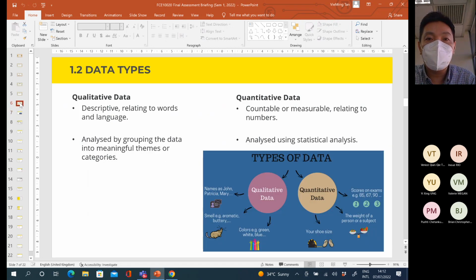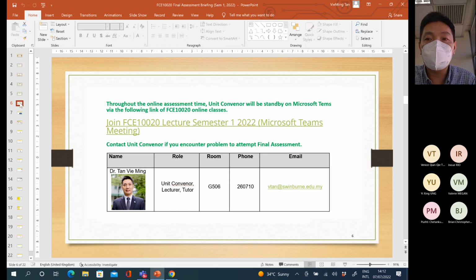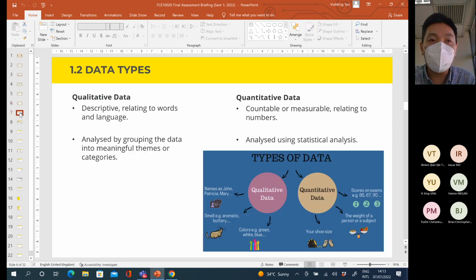Okay, so these are all about the final assessment format. So how to do revision? I have prepared the summary for all of the chapters. These are the important information that you need to know in order to cope with this final assessment. Maybe you can just simply go through.